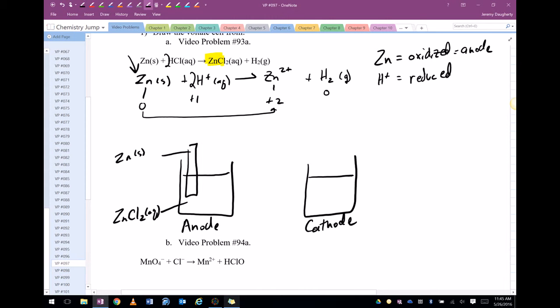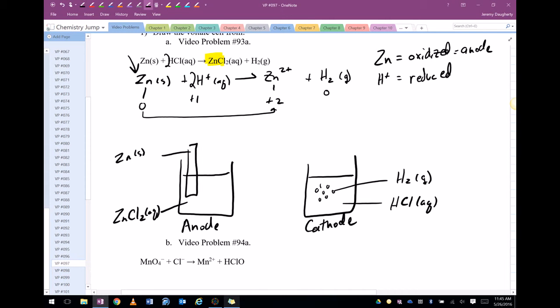Now the hydrogen ion is being reduced, so let's put the solution of hydrogen ion in here. If we want to, we can make it HCl. We did that with the other one, so let's go ahead and make it HCl. And then we're also going to have hydrogen bubbles, because it's forming hydrogen gas. So let's do that.